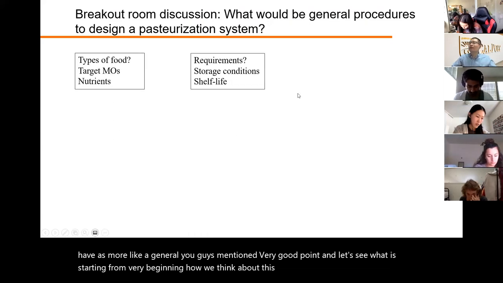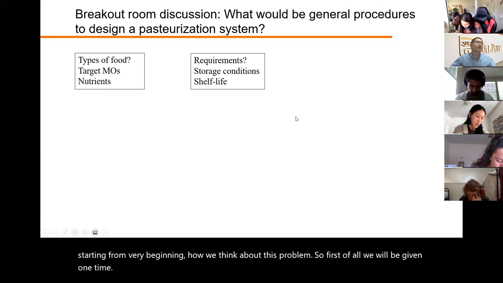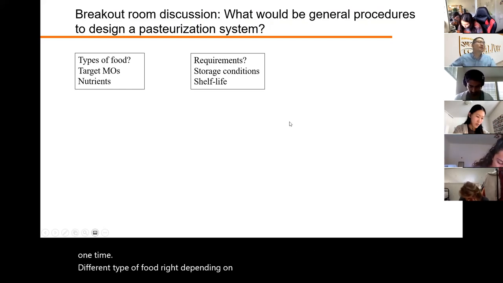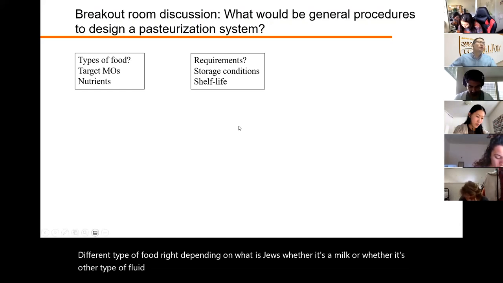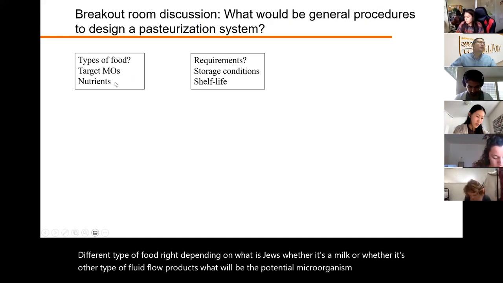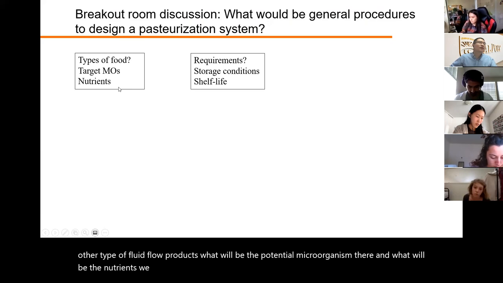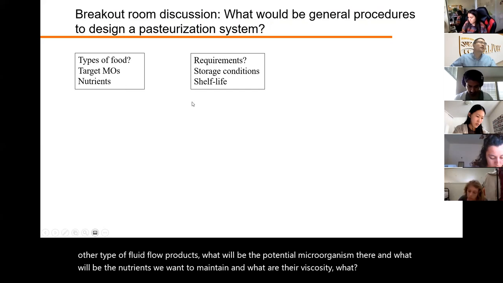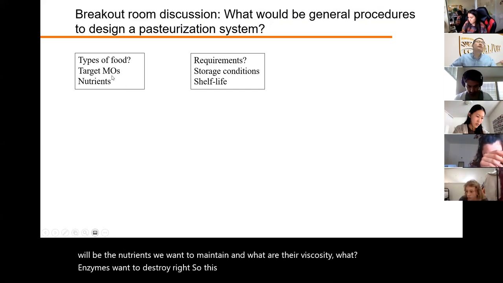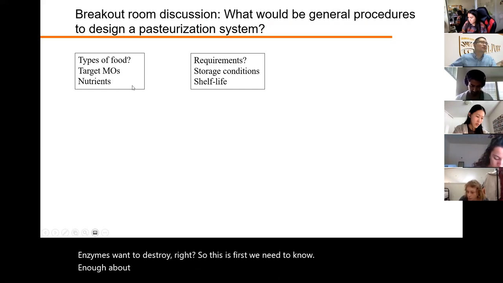So first of all, we'll be given one different type of food, right? Depending on whether it's a juice, whether it's a milk, or whether it's other types of fluid products, what will be the potential microorganism there, and what will be the nutrients we want to maintain, and what are their viscosity, what are the enzymes we want to destroy, right? So first we need to know enough about the food properties.